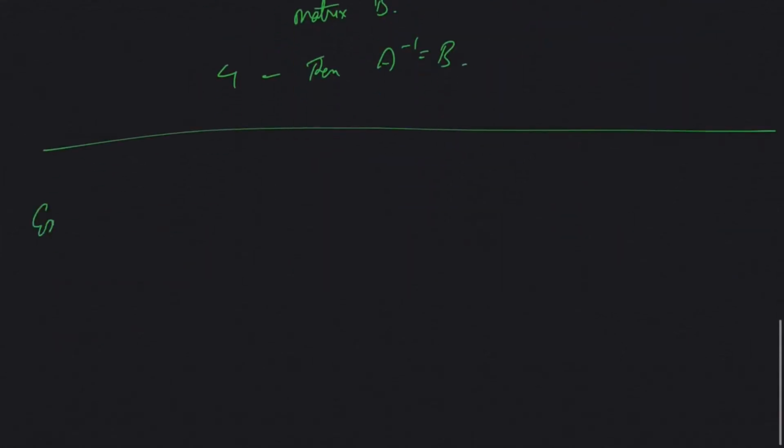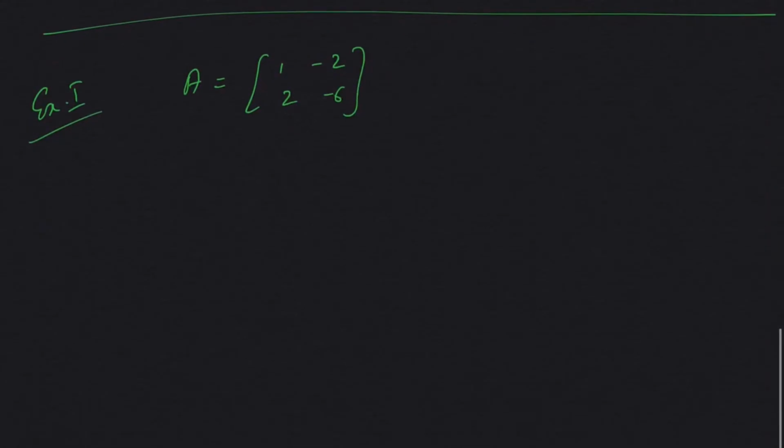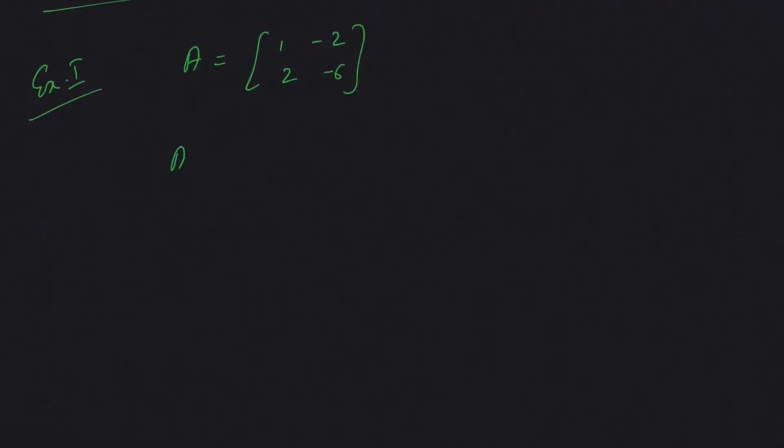Let us try an example. Example 1, by elementary row operations, find out the inverse of the matrix. We write A equal to I into A. So A will be [1 -2; 2 -6] equal to [1 0; 0 1] into A.